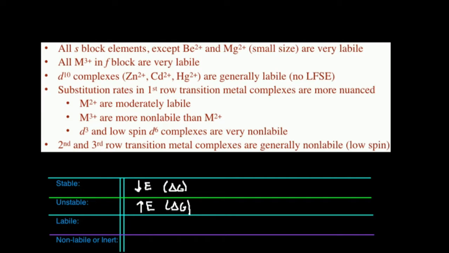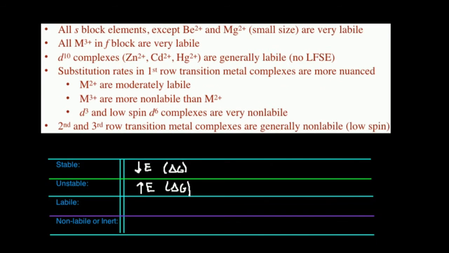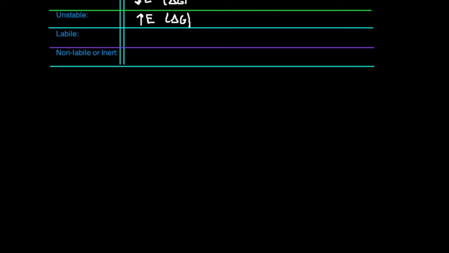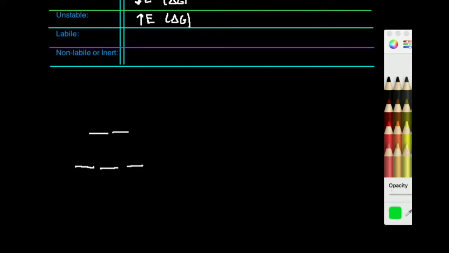If we have a D10 complex, that's generally very labile. And let's maybe talk about why that is. D10 for the octahedral splitting diagram. So let's assume it's octahedral, okay? I don't care if it's high spin or low spin, it's going to be the same no matter what. So why don't we just fill in electrons?